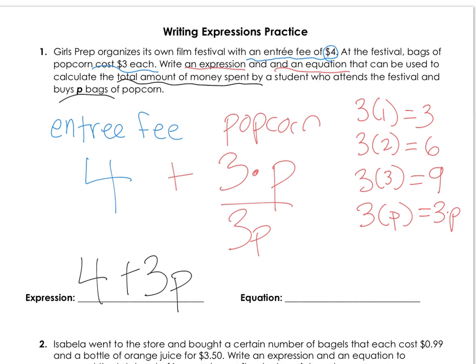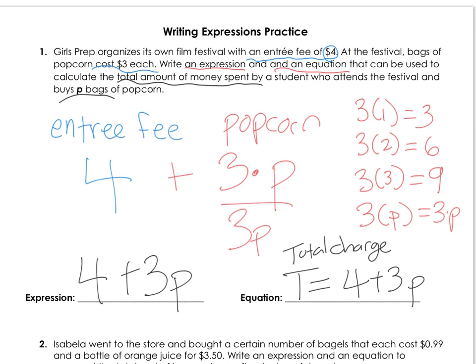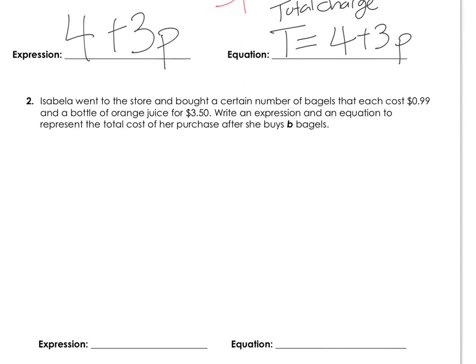So our expression is going to be 4 plus 3 times P. And the equation is pretty much exactly the same, except you need to have an equal sign, and we're going to set it equal to T. So T equals 4 plus 3P. And T equals, if you couldn't figure it out, the total charge. And that just makes sense, right? We're trying to figure out the total charge. That's what's in the problem. And that's why we're going to make our variable for the total charge T. Okay, so let's move on to the next problem.